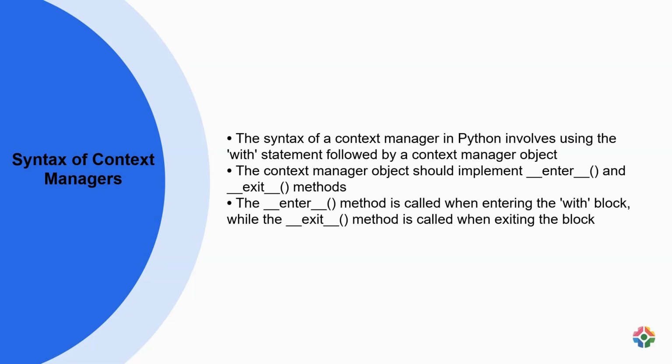For instance, in file handling, a context manager can be used to ensure that the file is properly closed after operations are performed. By utilizing a context manager, the file will automatically be closed upon exiting the with block, regardless of any exceptions that occur during execution. This guarantees proper resource management and prevents potential memory leaks or file handle issues.